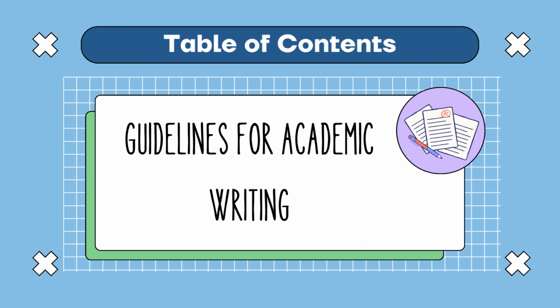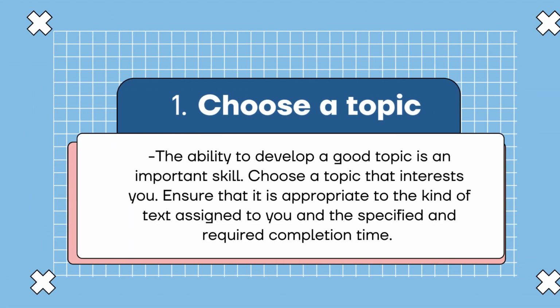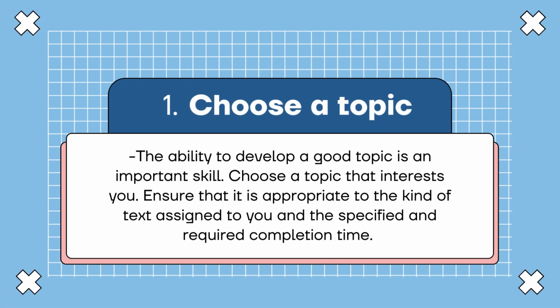Guidelines for Academic Writing. Introduce your topic. Place your topic in a context. Provide background information. Point out the aim of the text. Describe how you will fulfill the aim. Provide a thesis statement or research question. Everything you write here must relate to your research question.